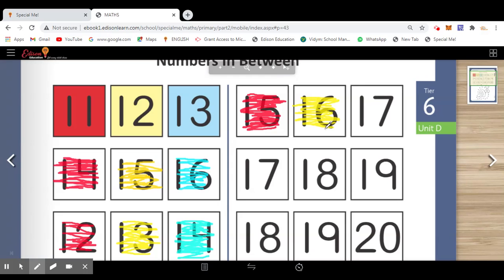And what comes after 16? Number 17. 17 comes after 16. So here we will fill light blue color.